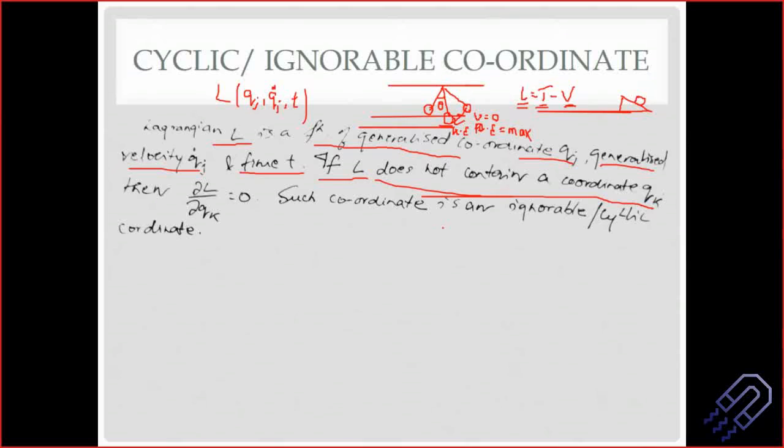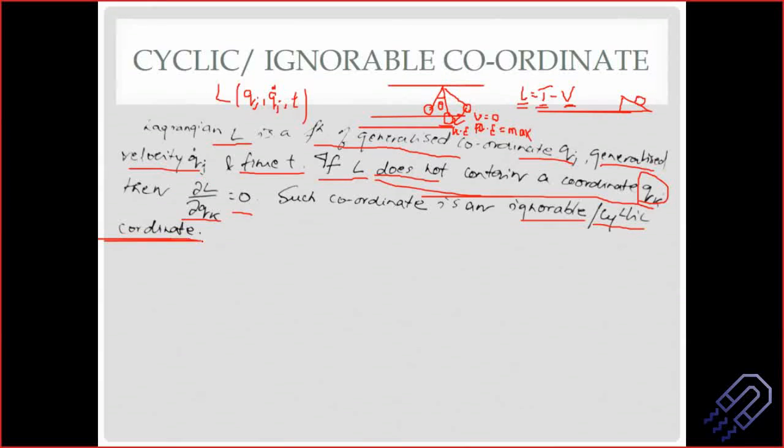So in general, if I give a very general statement, if L does not contain a coordinate qk, very important, and remember the term does not, then the differentiation of the Lagrangian with respect to qk will be 0. It's quite obvious, because the Lagrangian is a function of qj, qj dot and t, and if there is another coordinate qk on which the Lagrangian does not depend, that derivative will be 0. So this is called a cyclic or ignorable coordinate. Very trivial, try to understand this.